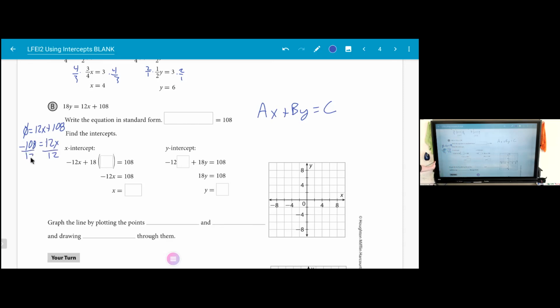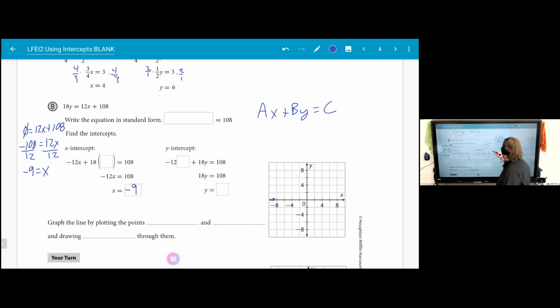Let's see here. This gives me 9, so negative 9 is x. So when y is 0, x is negative 9. So negative 9, 0 is my x-intercept, where it crosses the x-axis.